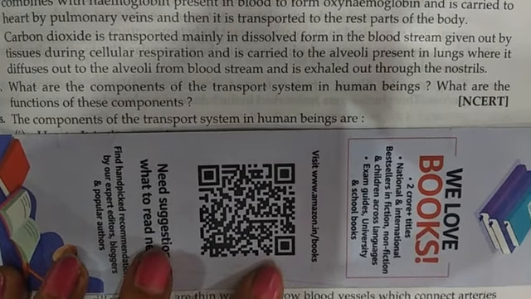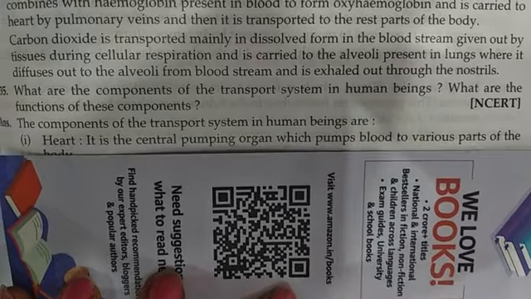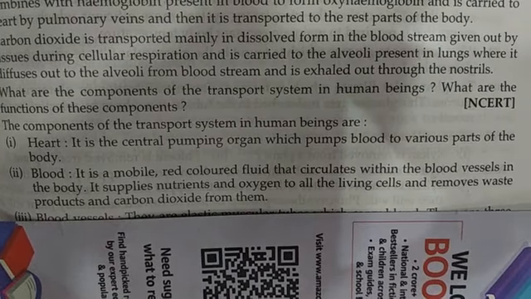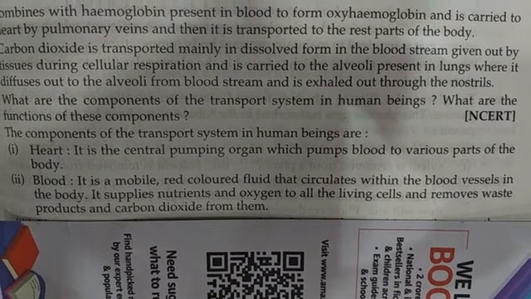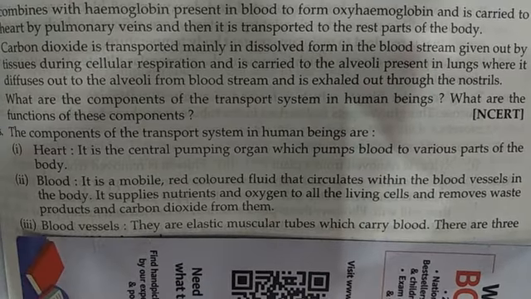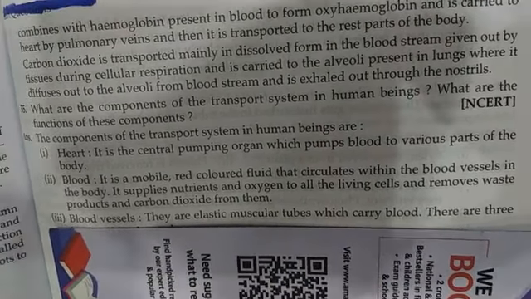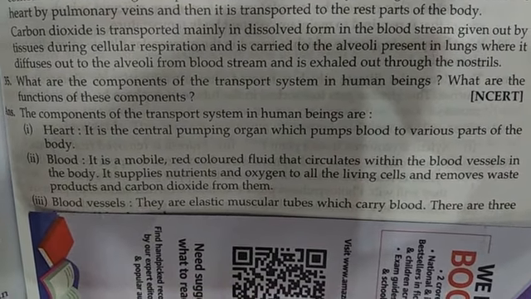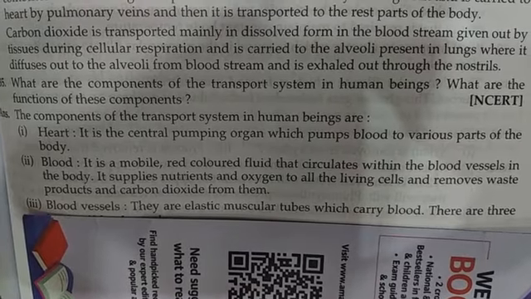What are the components of the transport system in human beings and what are the functions of these components? The components of the transport system in human beings are heart. It is the central pumping organ which pumps blood to various parts of the body. Blood is a mobile and red colored fluid that circulates within the blood vessels in the body. It supplies nutrients and oxygen to all the living cells and removes waste products and carbon dioxide from them.